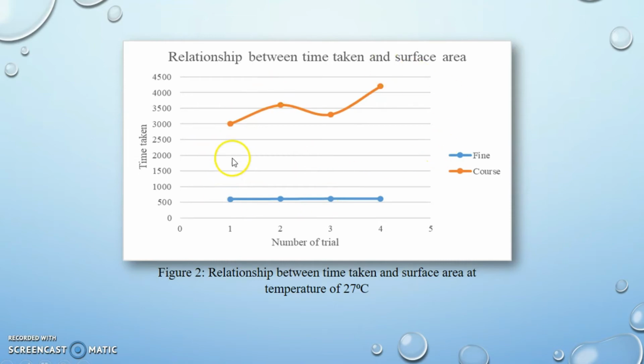But for coarse salt, it's not the same. The data is quite inconsistent and it's not within the population. For example, we can see that there is much difference between the first trial and second trial. So it's not within the population and the data deviate much compared to fine salt.